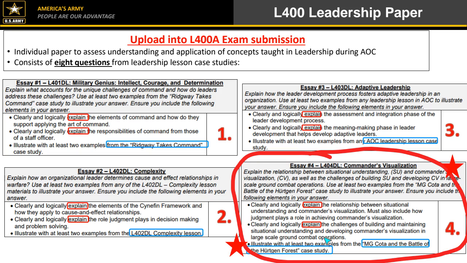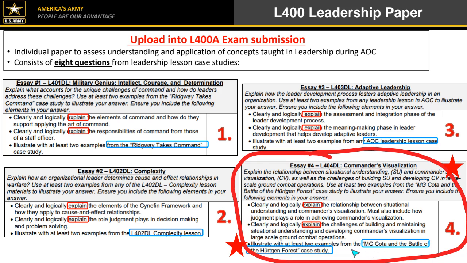And then it wants you to clearly and logically explain the challenges of building SU and CV. How do you build and maintain it in LSCO? So there's a couple things you've got to talk about in this one as well. The relationship between building and maintaining SU and CV and LSCO. Both of these you have to talk about large-scale ground combat operations. And then you've got to provide 2 examples.